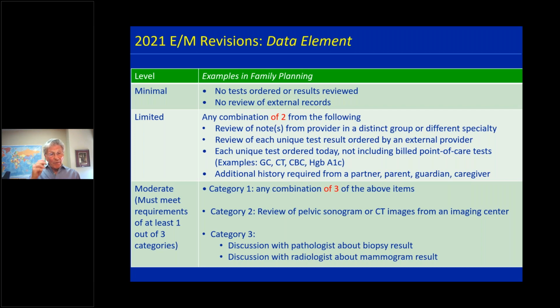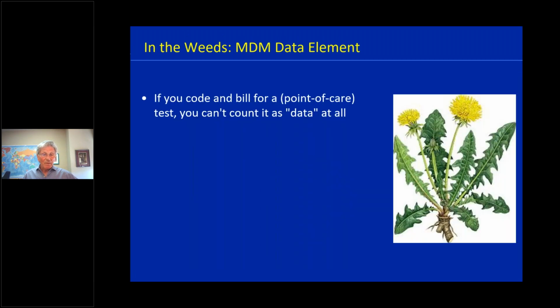Now, for the moderate level of the data element, it has to be any three of the limited categories. So in other words, at least three of unique tests that you've ordered, unique tests that you've reviewed, or the notes that you've reviewed from a provider in a different specialty. Next.